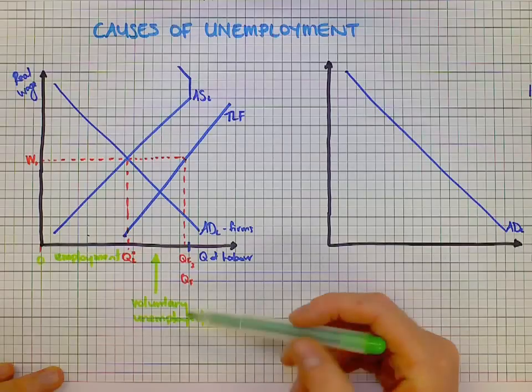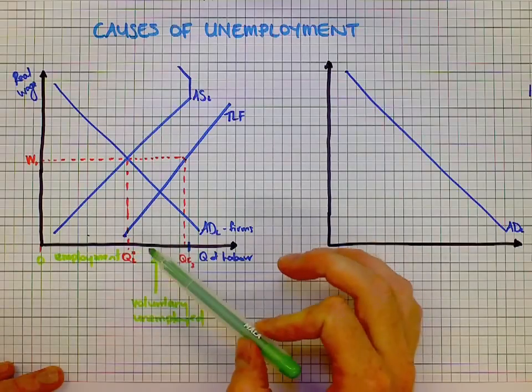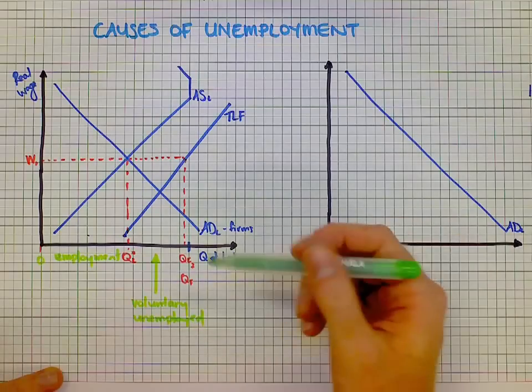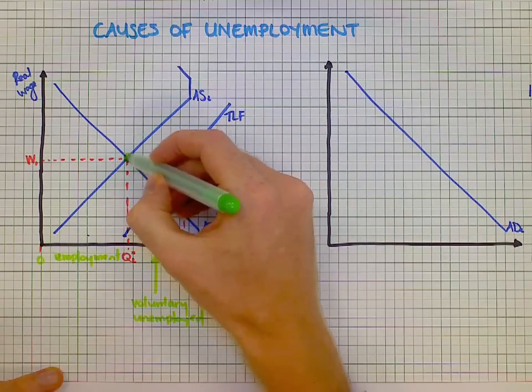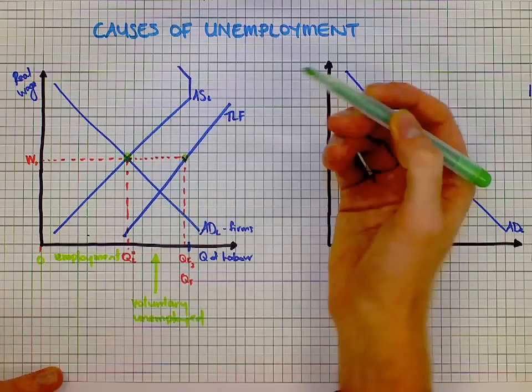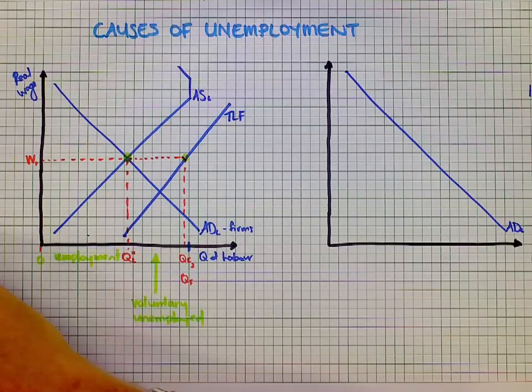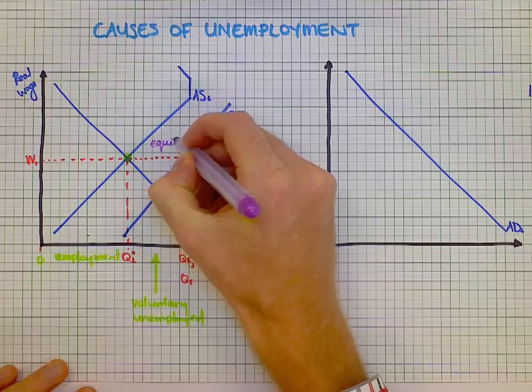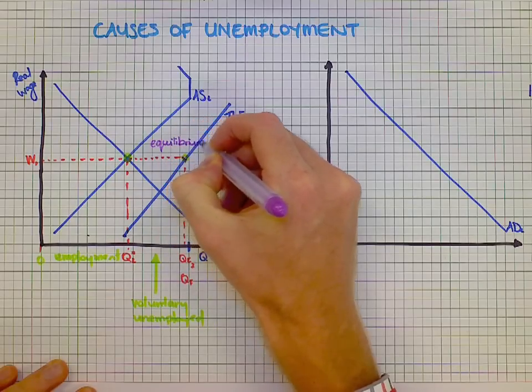And if you look in the rest of the book, there's an explanation of these different gaps and who we exactly define as being voluntarily unemployed. This idea of this equilibrium is also defined as what's called equilibrium unemployment.